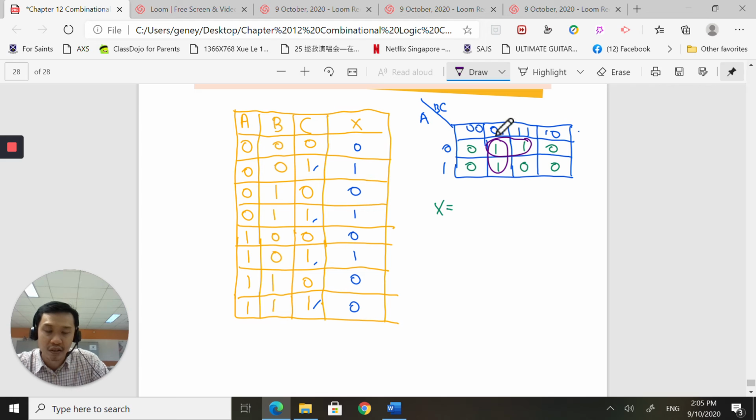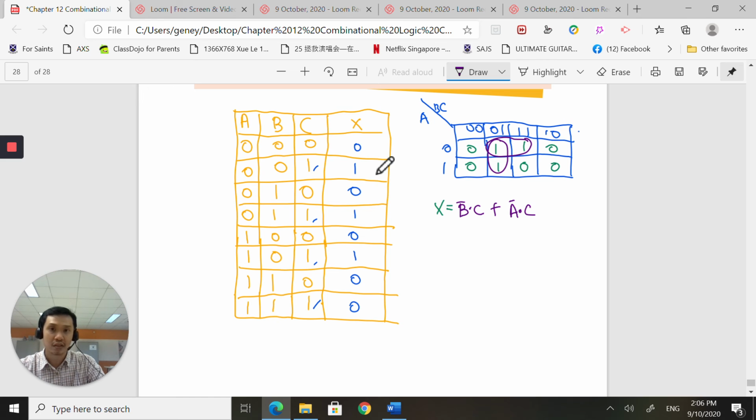So I want B complement and C, or I have another loop. Now A complement is common, right? So A complement, and B changes, so I don't want B. I want the one that's common. So C. C from here to here is still 1. So A complement and C. Okay, so I've simplified the expression I would have gotten from this truth table. I've used a K-map to simplify it.